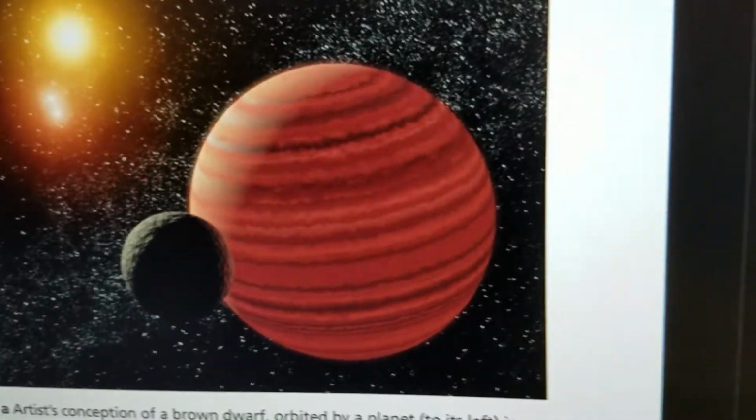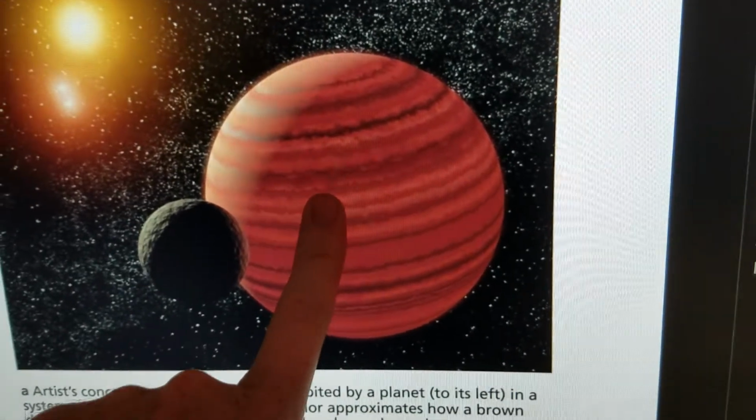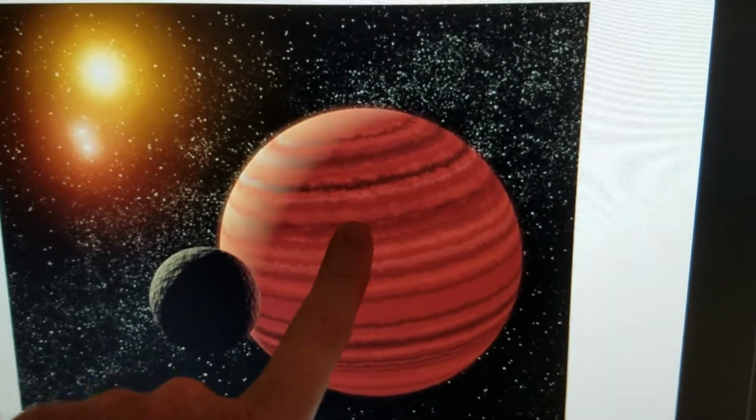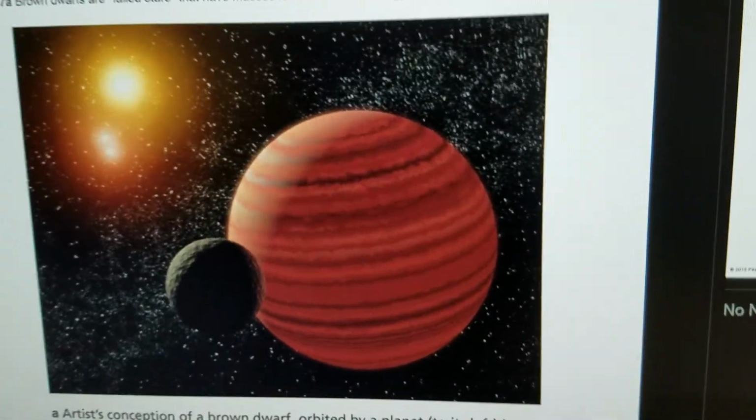This is a picture. This is not a real photograph. This is something that an artist drew of approximately what a brown dwarf would look like, but you can see it looks a lot like Jupiter.